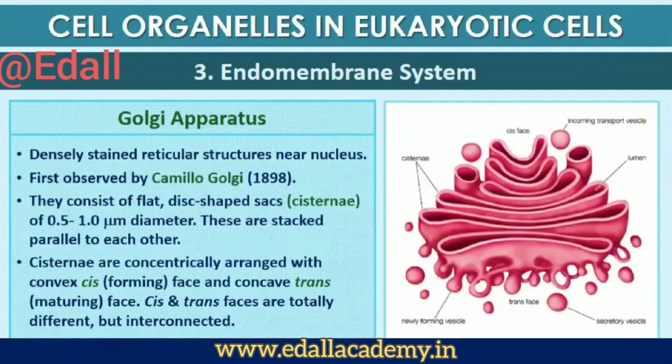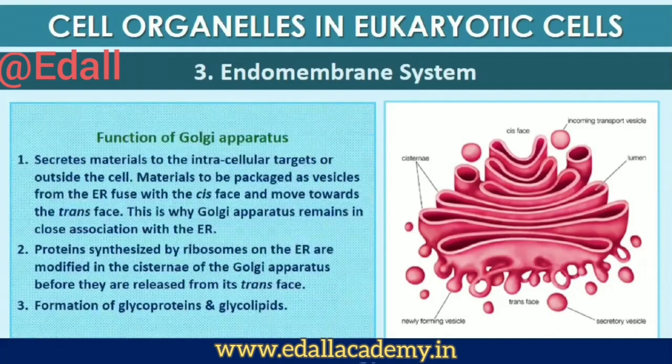8.5.3.2 Golgi apparatus. Camillo Golgi, in 1898, first observed densely stained reticular structures near the nucleus. These were later named Golgi bodies after him. They consist of many flat, disc-shaped sacs or cisternae of 0.5 micrometers to 1.0 micrometers diameter. These are stacked parallel to each other. Varied numbers of cisternae are present in a Golgi complex. The Golgi cisternae are concentrically arranged near the nucleus with distinct convex cis or the forming face and concave trans or the maturing face. The Golgi apparatus principally performs the function of packaging materials, to be delivered either to the intracellular targets or secreted outside the cell.